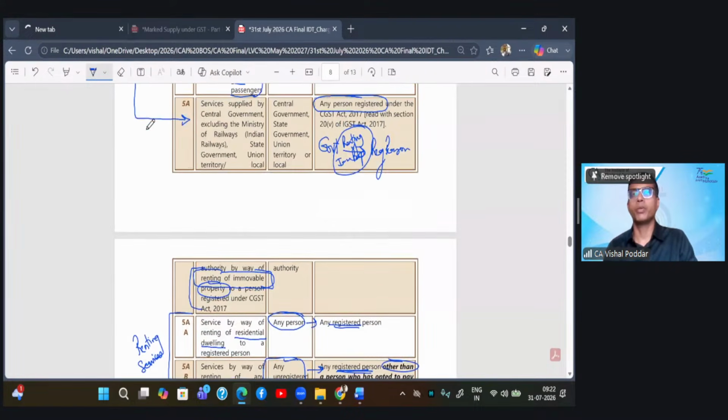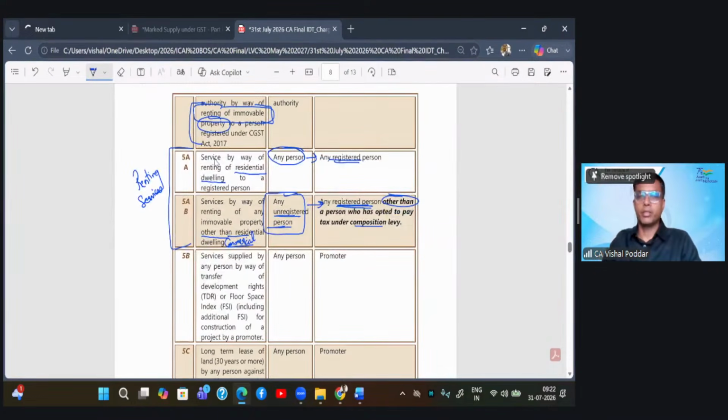Now, importantly, this renting service is the renting done by other than government. Because if government is doing renting, it is already covered here. So keep this in mind. This renting is by whom? By other than government.